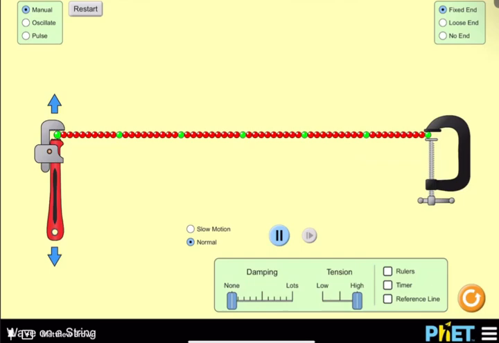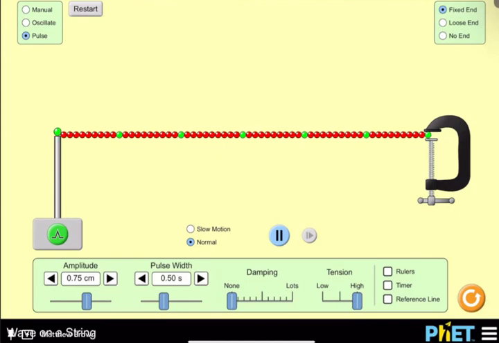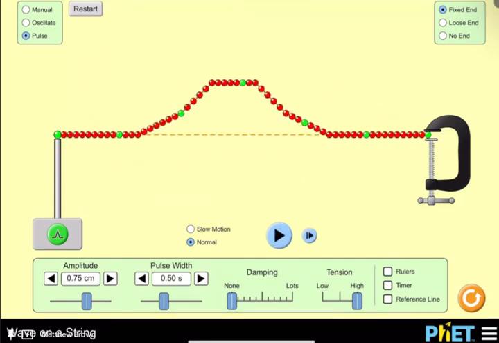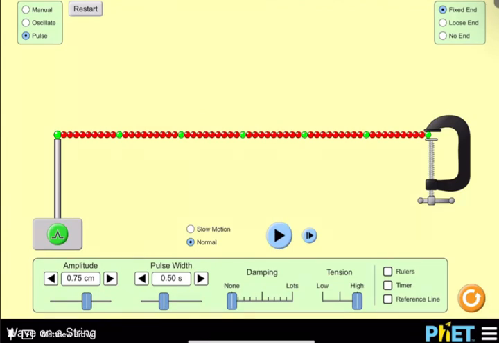So this simulation just represents waves on a string, trying to show the particles of the string. I think with this one, can I just do a pulse? Let me just send one. That's what we're looking at here. So this is basically just Newton's third law when it gets to the fixed end.